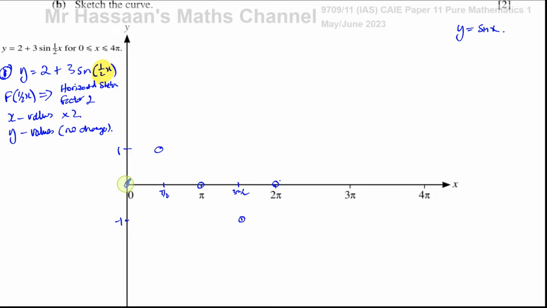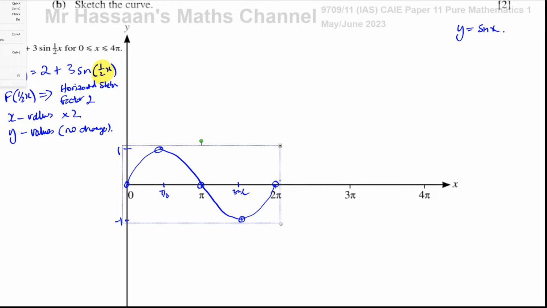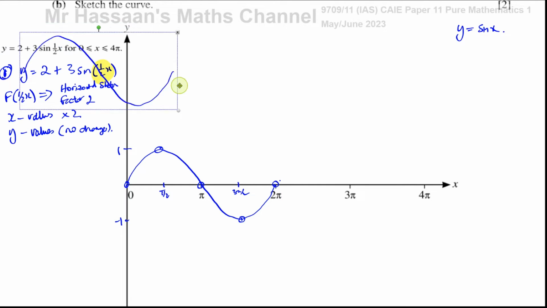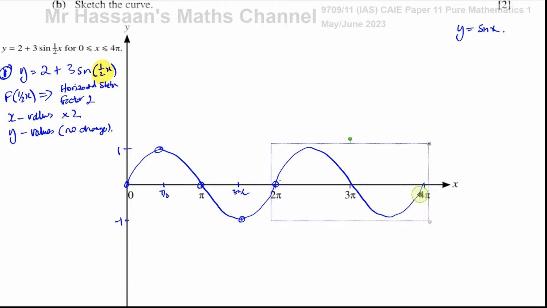So if you want to draw the sine curve, then we've got to basically go through these points here. So try and do it as neat as you can. Okay. And then the sine curve just repeats every 2 pi. So this, I'll just copy and paste it, and it will just repeat again. Just join it onto there, and that's y equals sine x. That's like the original. Okay.